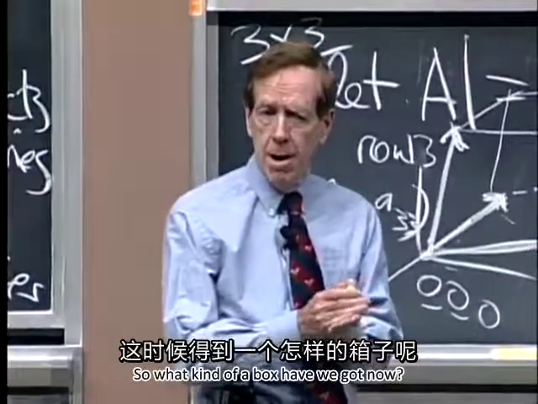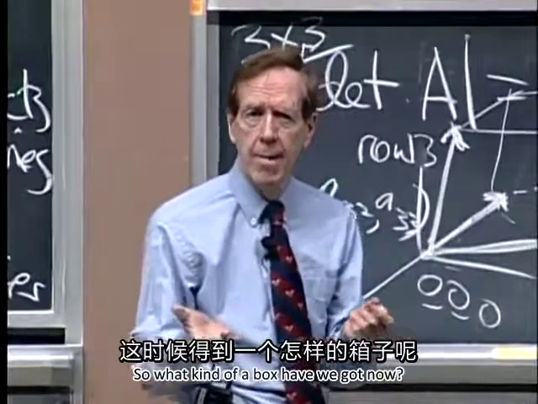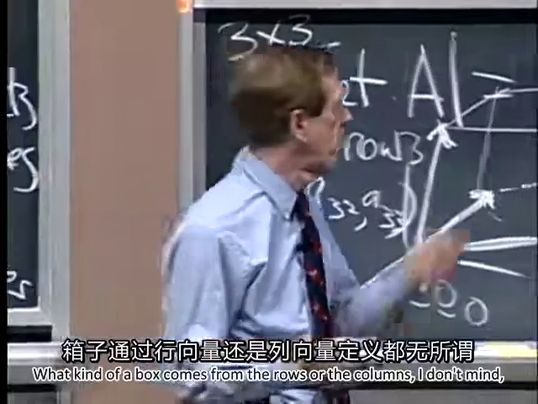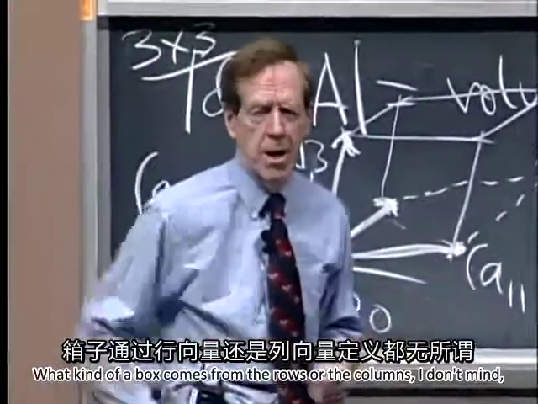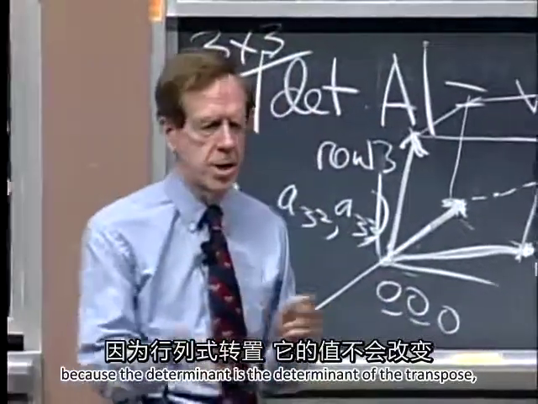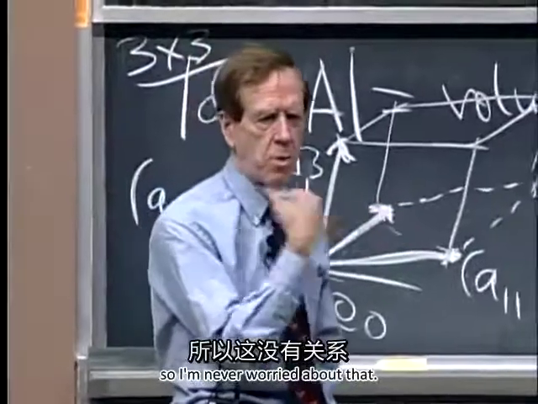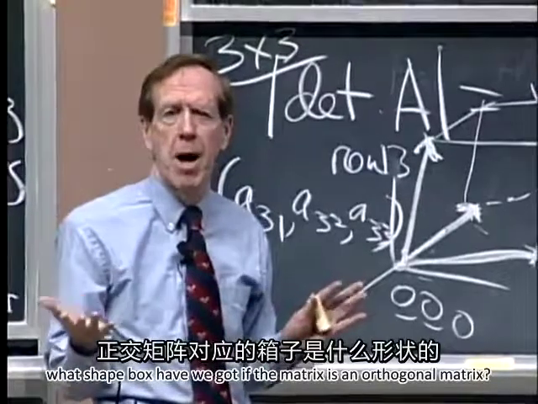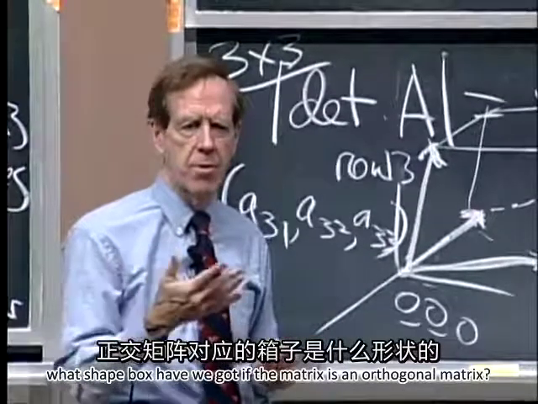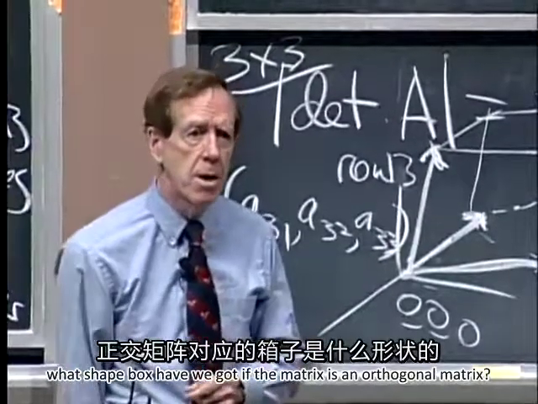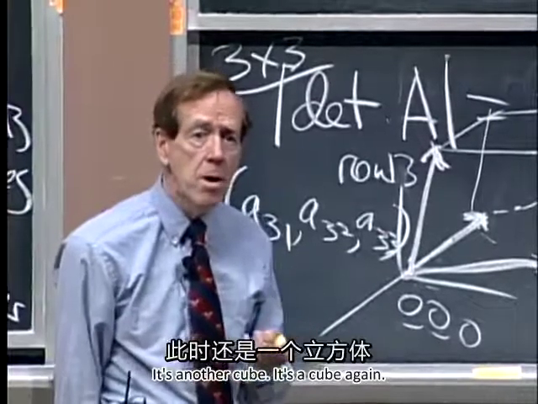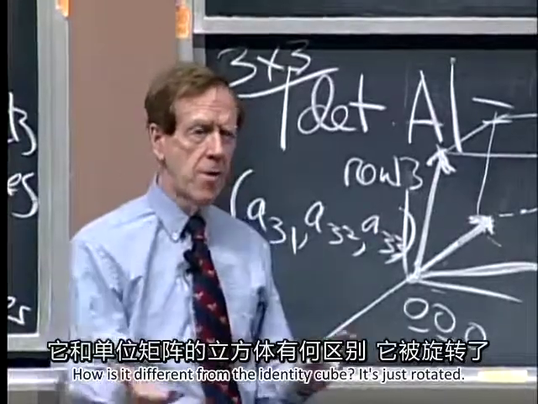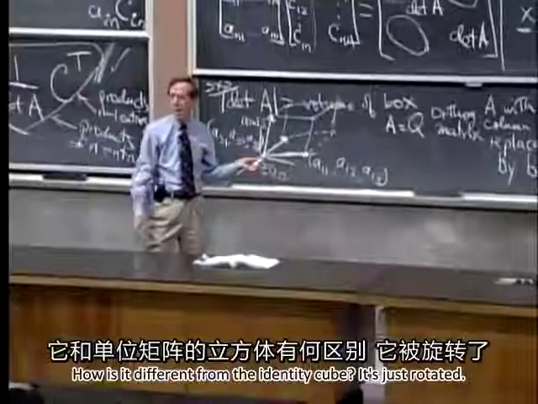So what kind of a box have we got now? What kind of a box comes from the rows or the columns? I don't mind, because the determinant is the determinant of the transpose, so I'm never worried about that. What shape box have we got if the matrix is an orthogonal matrix? It's another cube. It's a cube again. How is it different from the identity cube?